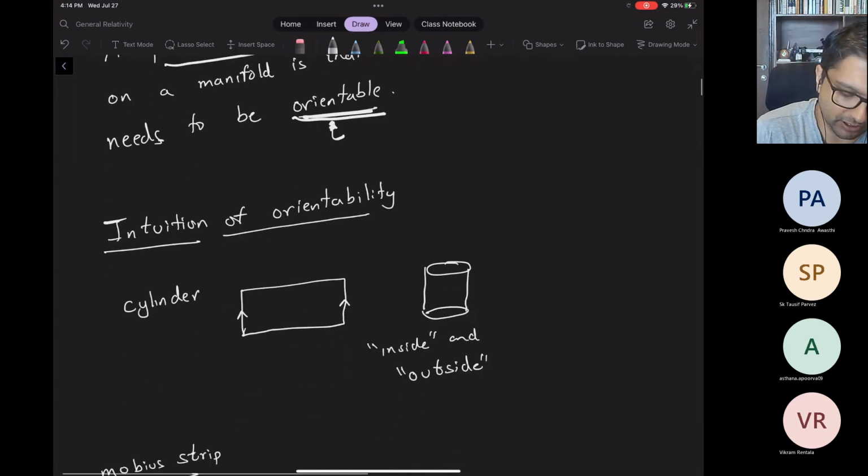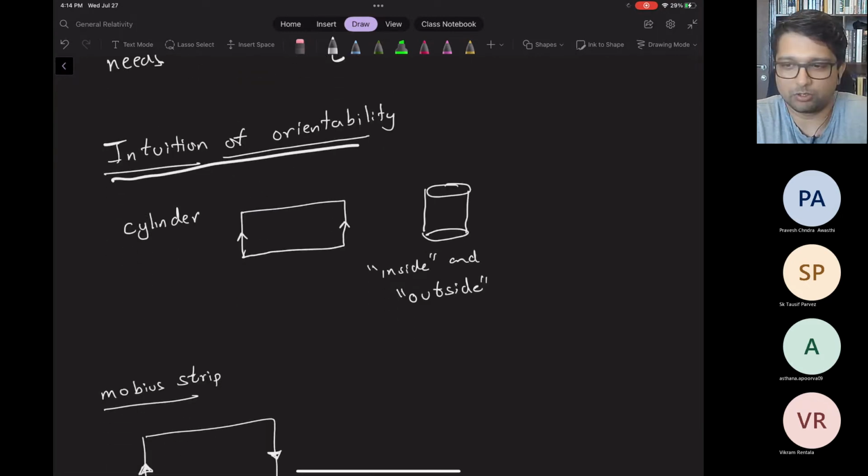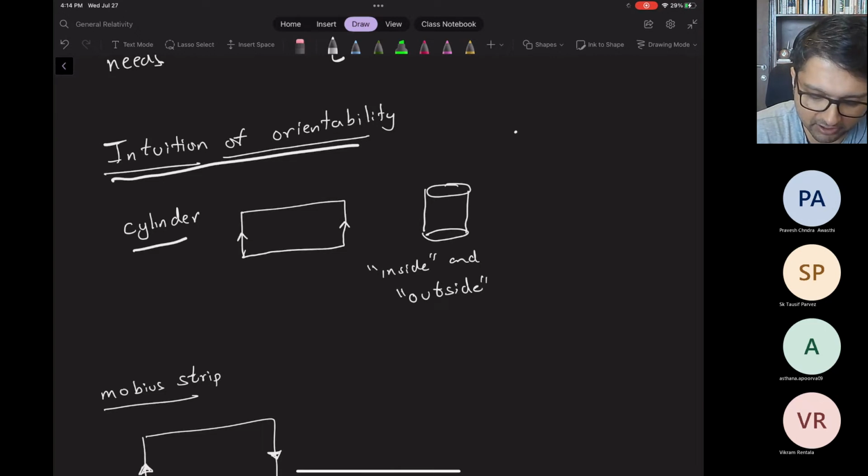So let me first give you an intuitive notion of what is meant by orientability. Let's imagine a cylinder. So this is a 2D surface, the surface of the cylinder. Every point on this surface of the cylinder is a point on this 2D manifold.